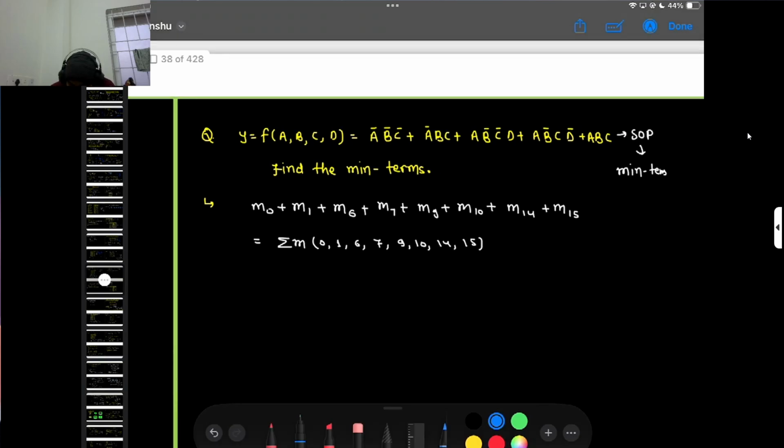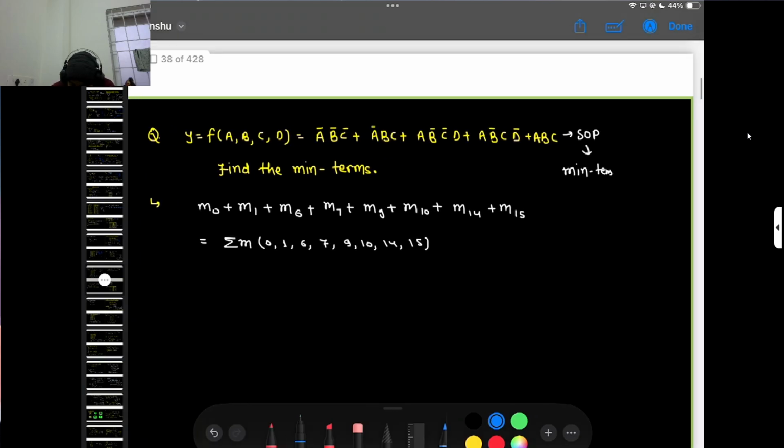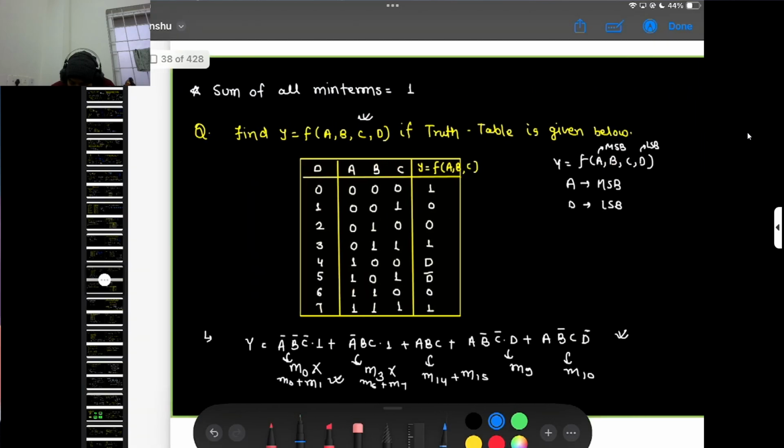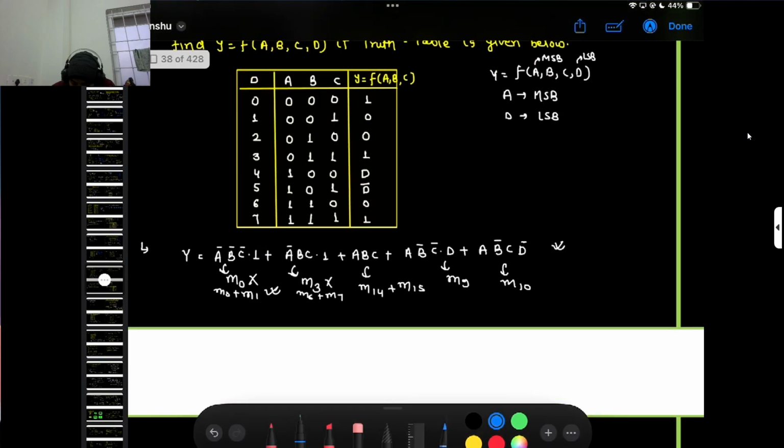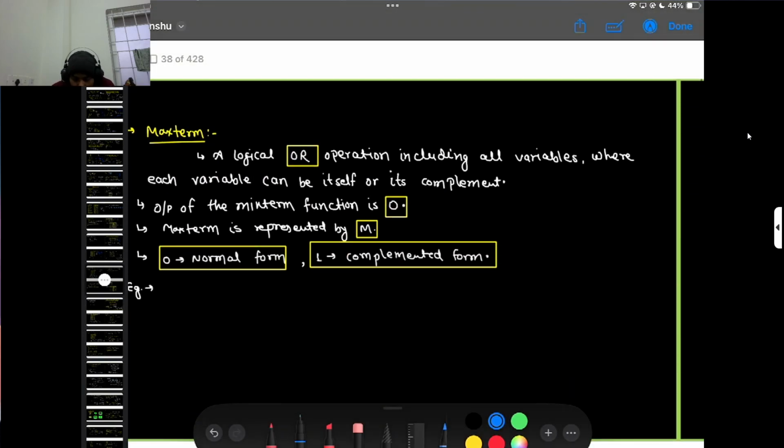And this is another question y equal to, something like this. And now if I go through the K-map, it is easy. And max term: a logical OR operation including all variables where each variable can be itself or its complement. So the output of a minterm function is 0 and a maxterm function is represented by M, with 0 in normal form and 1 in complemented form.